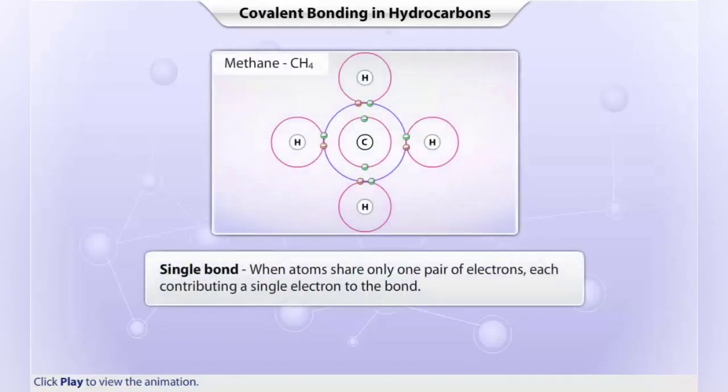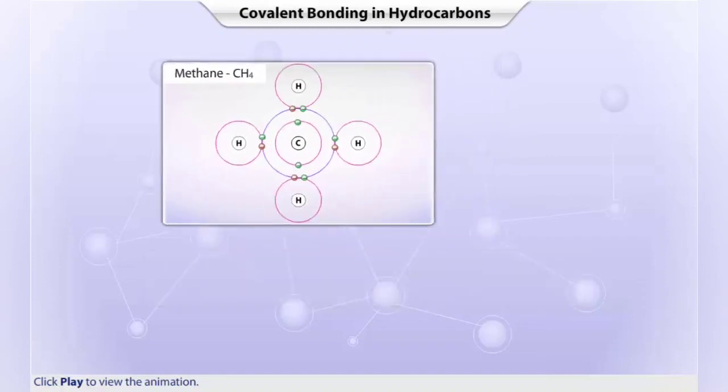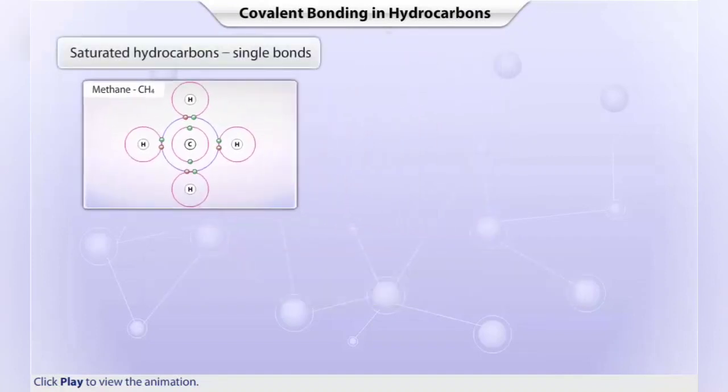For example, the methane molecule is made up of 1 carbon atom covalently bonded with 4 hydrogen atoms. Each of these 4 bonds are single bonds. That is, each bond is formed by sharing only 1 pair of electrons. Hydrocarbons, in which the carbon atoms form only single bonds with each other, are called saturated hydrocarbons.